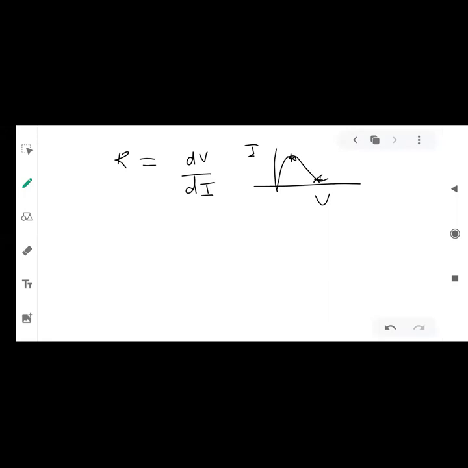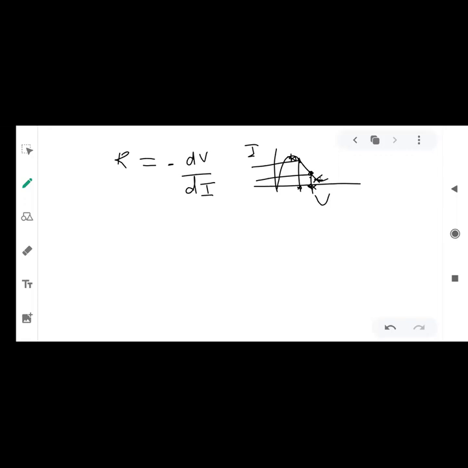Falling slope means what? It's negative. You can apply dV by dI, or you take any two points on this graph. You take this point and this point. Here the voltage is high, here the voltage is lesser, so the difference is going to be positive. But here the current is lower, and here the current is higher, so the difference is going to be negative. So dV by dI is going to give you what?